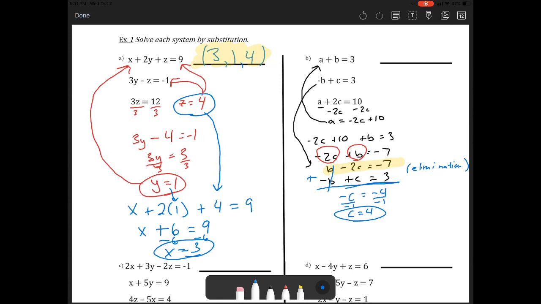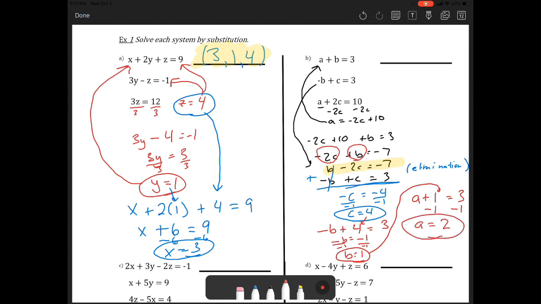Now I can plug back into my other equation, so I can do negative b plus 4, which comes from my c, equals 3, and then I get negative b equals negative 1. When you divide by negatives, I'm going to get b equals 1. And then my last thing I have to do is plug in that 1 for my a equation. So I'm going to take my a plus b, which is going to be 1, because you're going to pull that 1 from right here, equals 3, minus my 1 on both sides, and I get a equals 2. So then my ordered triple would be 2, 1, 4.